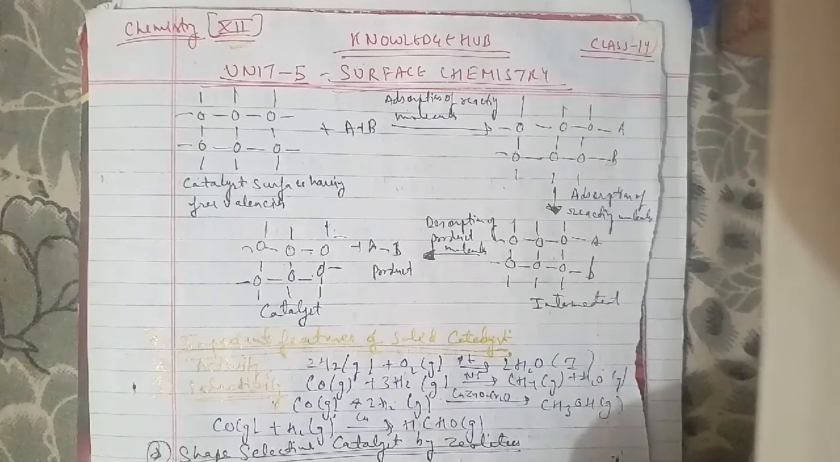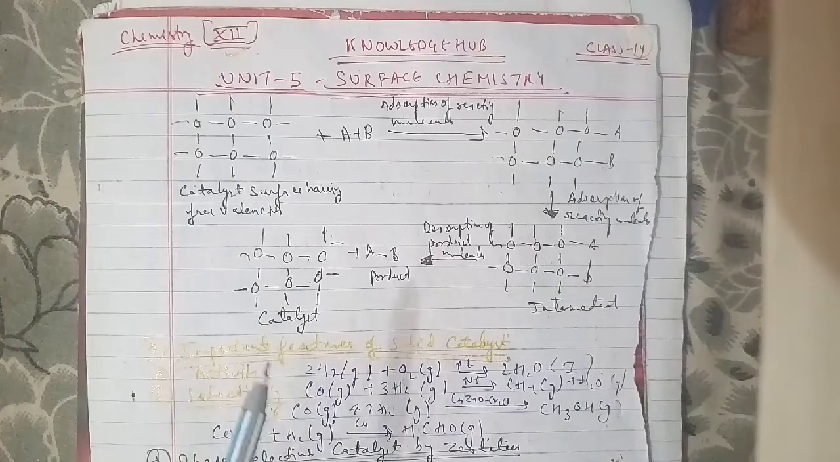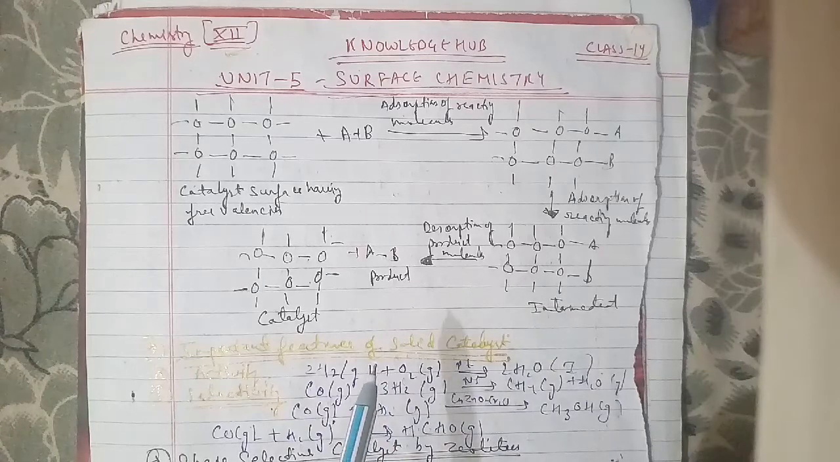As I told you, with reference to the shape selective catalyst that we have to discuss by the zeolites here, we have to continue on the same behalf. The catalytic reaction that depends upon the pore structures of the catalyst and the size of the reactant and product molecule is called the shape selective catalyst as well.